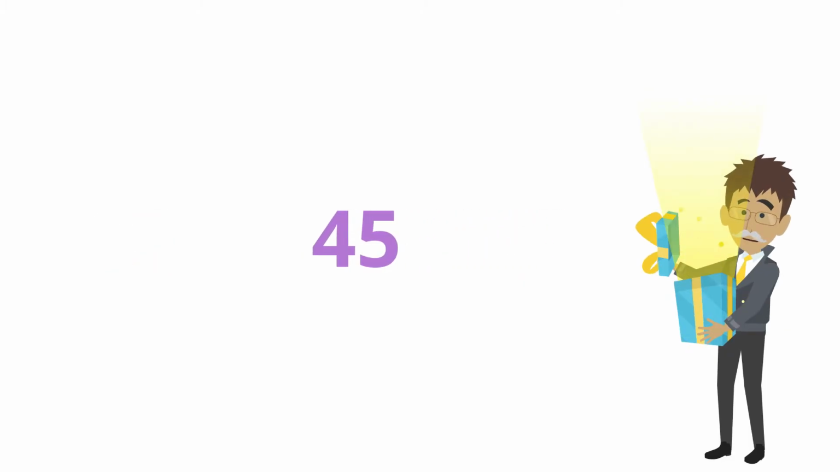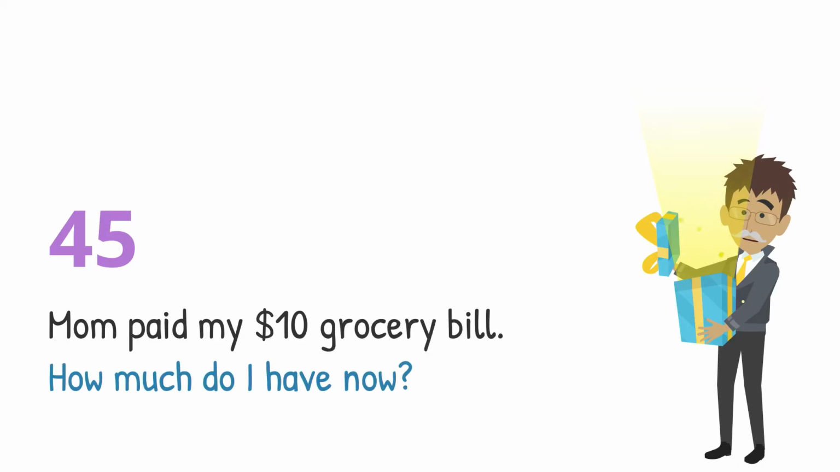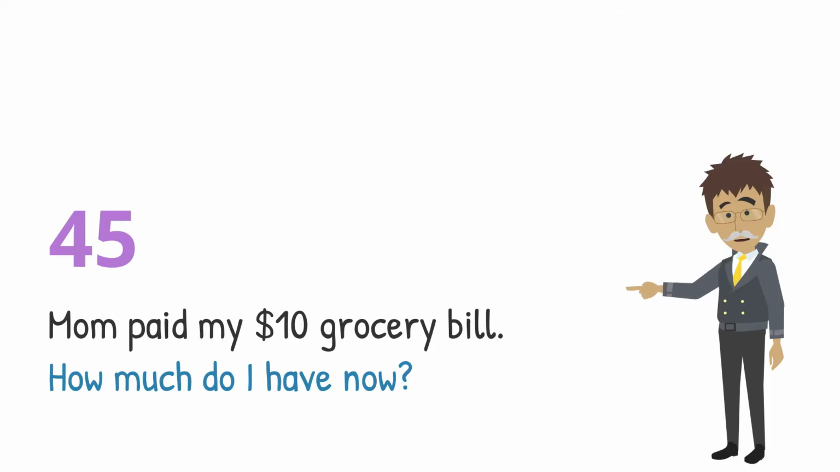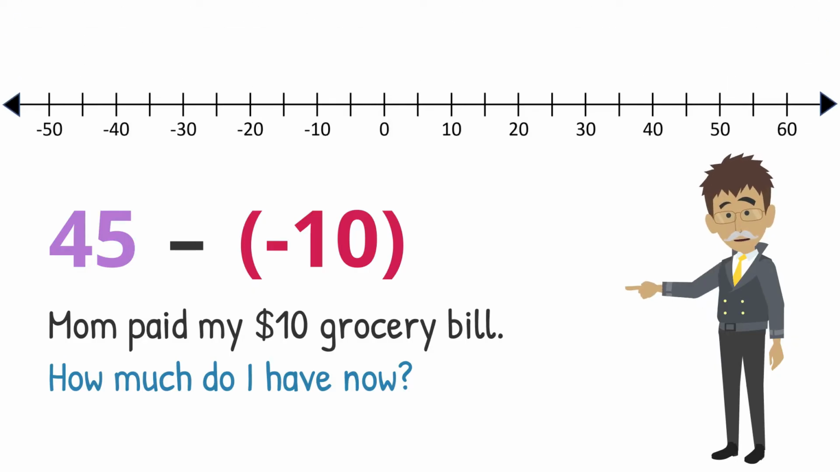Later, my mom said she paid my grocery bill of $10 from earlier in the week. How much do I have now? The expression 45 minus -10 represents this situation. On the number line, I start at 45. The first subtraction sign tells us to go left on the number line. However, the negative tells us to go in the opposite direction.